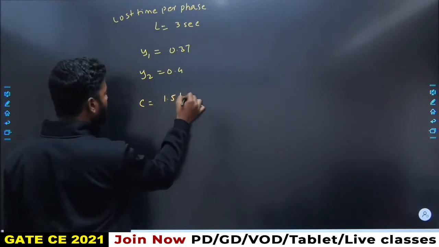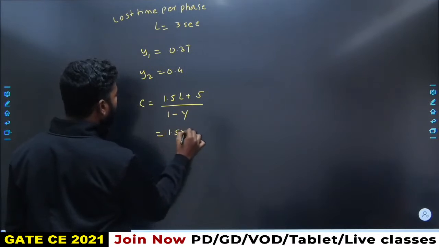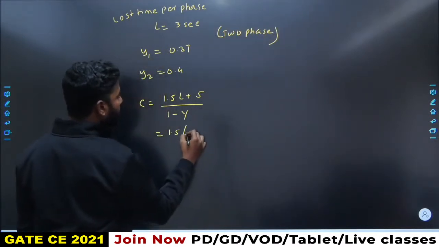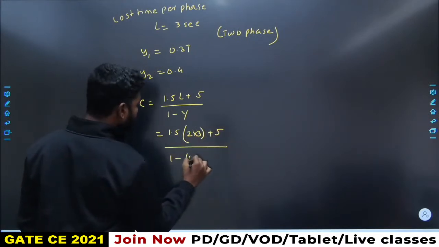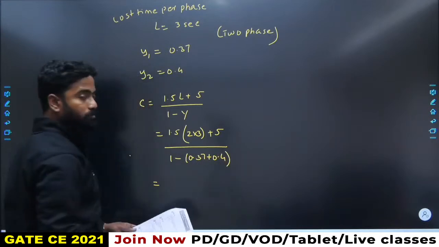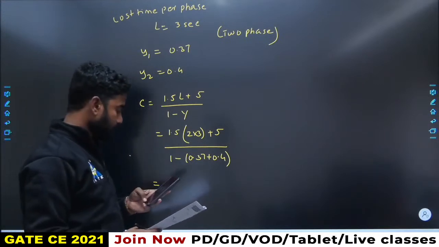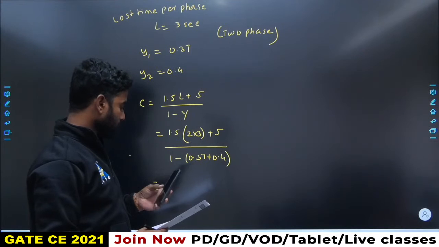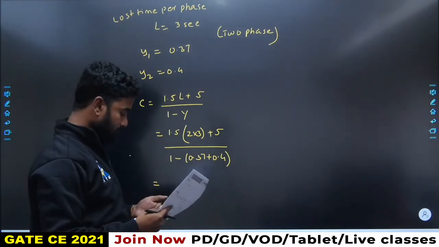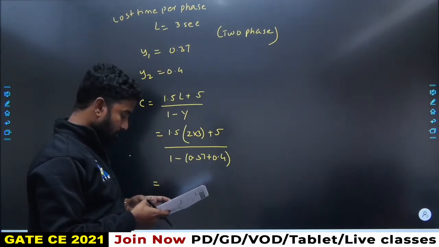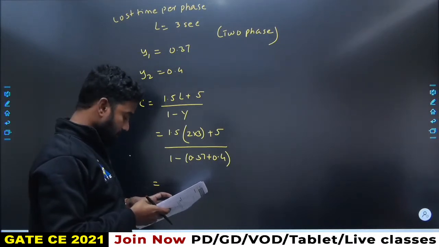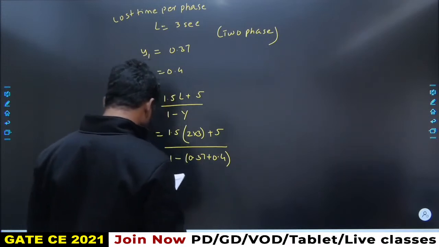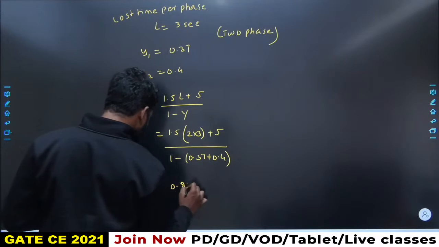Optimum cycle length using Webster's method is 1.5 L plus 5 upon 1 minus Y, where L is total lost time. This is a two-phase system, right? So total lost time would be 2 into 3, that is 6. So 1.5 multiplied with 6 plus 5, divided by 1 minus 0.37 minus 0.4. So this is approximately 60.87 seconds.